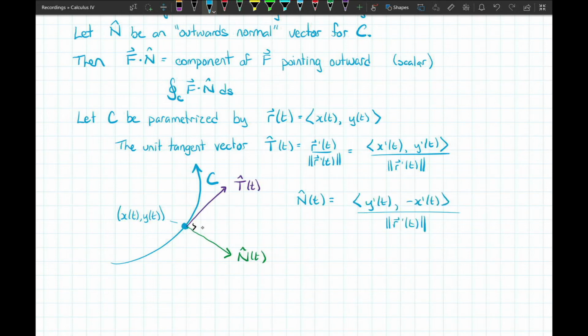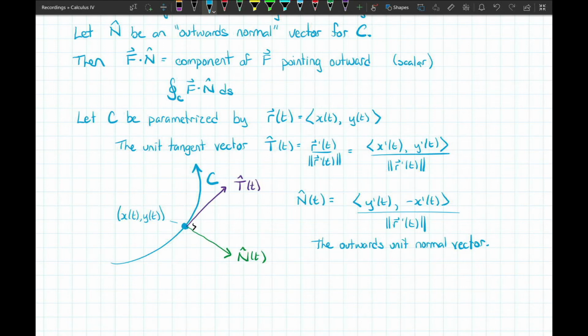You can see how in the case where our unit tangent has a positive x and positive y component, our unit normal vector pointing outwards must have a positive x component but a negative y component. And that is because we are going around the curve in a counterclockwise direction. Now we have a parameterization of the outwards unit normal vector.